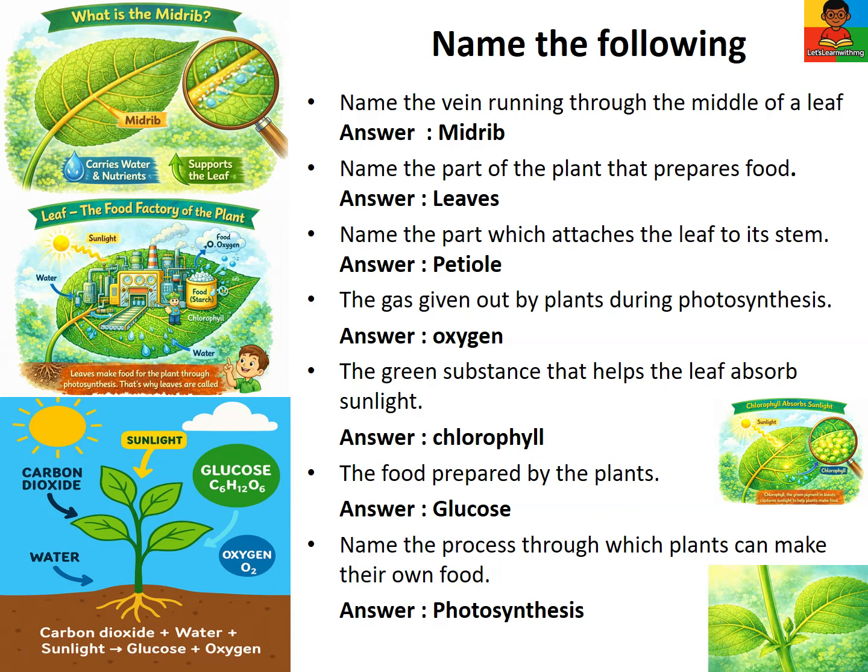The green substance that helps the leaf absorb sunlight. Answer: chlorophyll. The food prepared by the plants. Answer: glucose. Name the process through which plants can make their own food. Answer: photosynthesis.